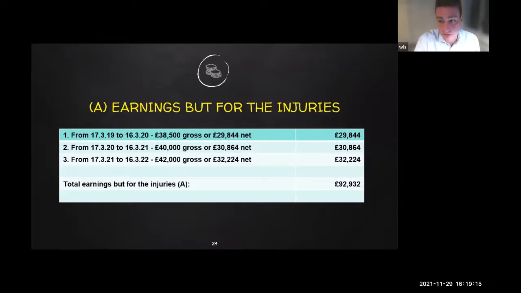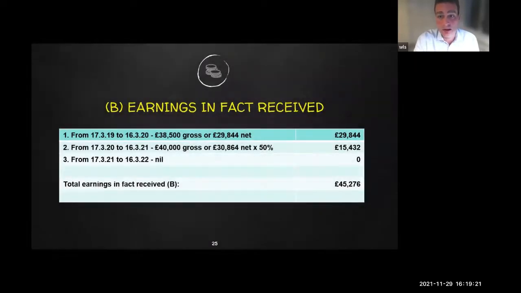So that's the 3 years loss of earnings, and that all adds up to 92,932. And then what we do is we calculate the earnings that she has in fact received. So she got full earnings for a year, 29,844. And then for the second year, she got 50%, so 15,432. And then in the third year, she got nil. So you add all that up and it gets you 45,276.